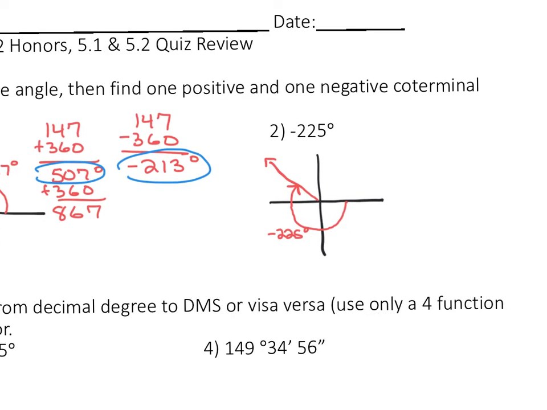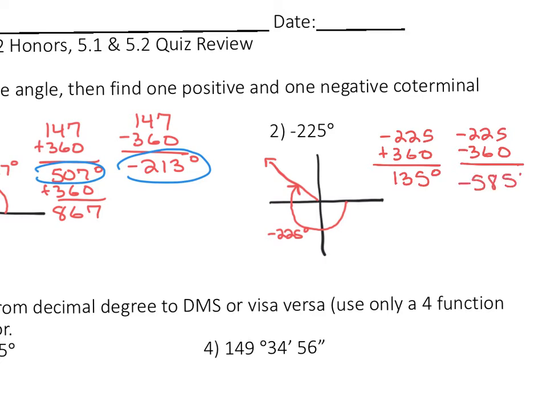Now, to find a positive coterminal angle, I will take the negative 225 and add 360 degrees. Negative 225 plus 360, I get positive 135 degrees. To find a negative coterminal angle, I'm going to subtract 360. And this will give me negative 585. And you will enter both of those. Pretty good on that part.